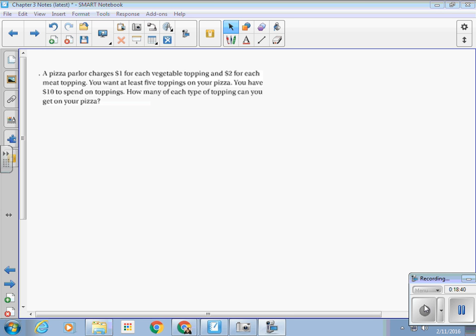Pizza party charges $1 for each vegetable topping and $2 for each meat topping. You want at least 5 toppings on your pizza. You have $10 to spend on toppings. How many of each type of topping can you get on your pizza? So we're going to let V be the veggies and M be the meat.